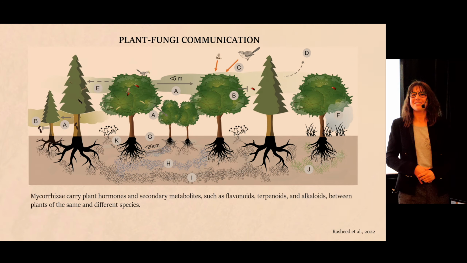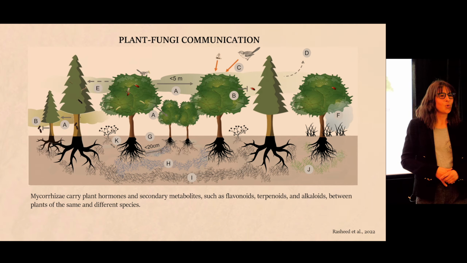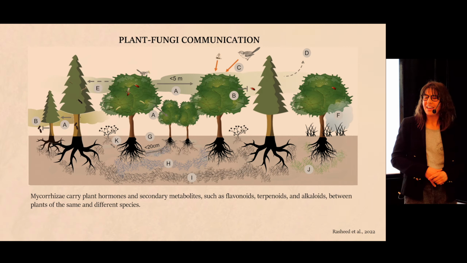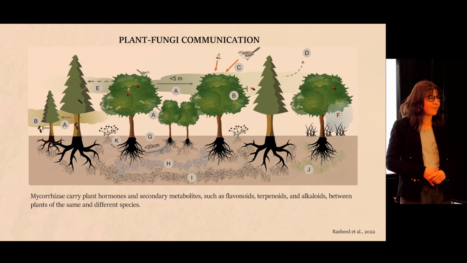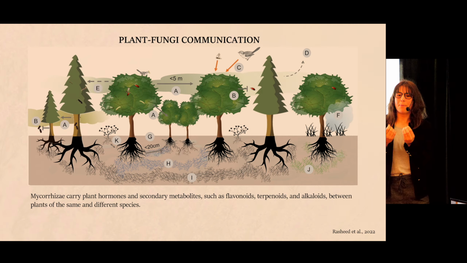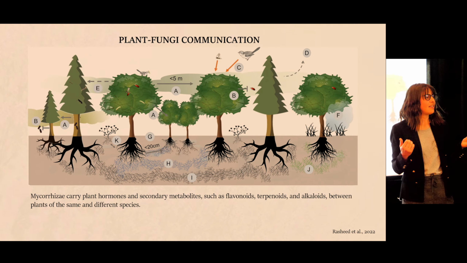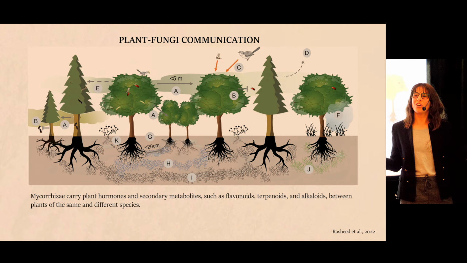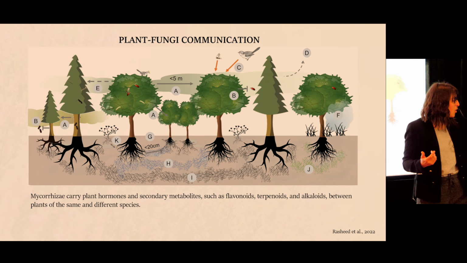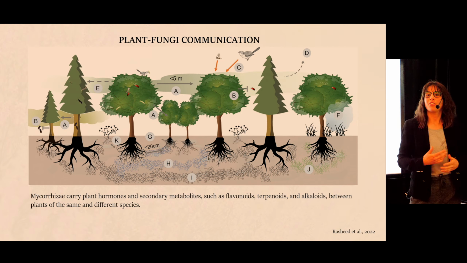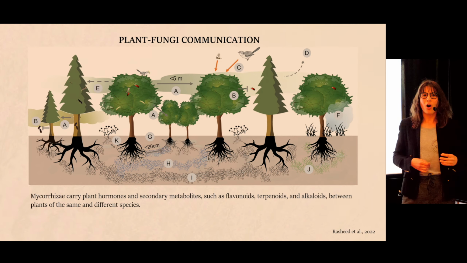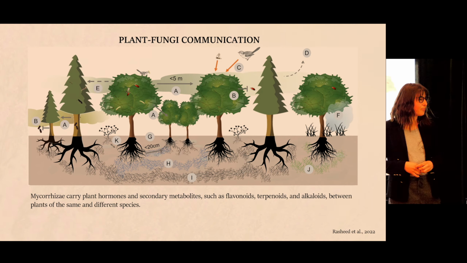And this mycorrhizae also allows plants to communicate with each other. In this case, they will be a bridge for plants to transmit secondary metabolites to each other over longer distances than they would with volatiles. They can transmit plant hormones or even defense compounds.